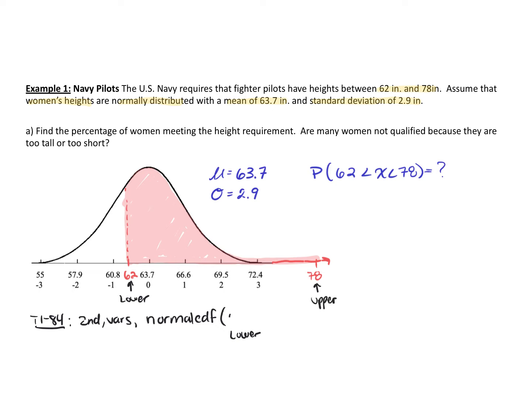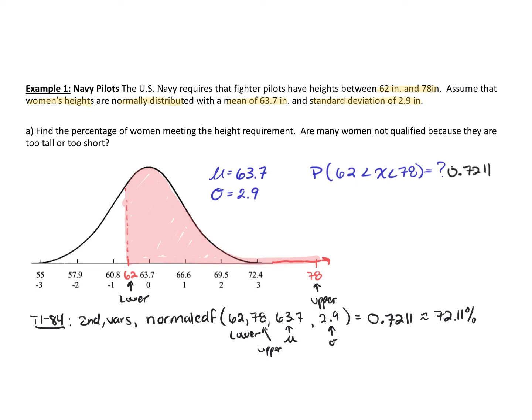So you're going to type in 62 and 78, and then you're going to type in the population mean, which is 63.7. And then you're going to type in the population standard deviation, which is 2.9. That's sigma. And when you press enter, your calculator will give you 0.7211. So that tells us that approximately 72.11% of females would qualify to be a fighter pilot for the U.S. Navy.